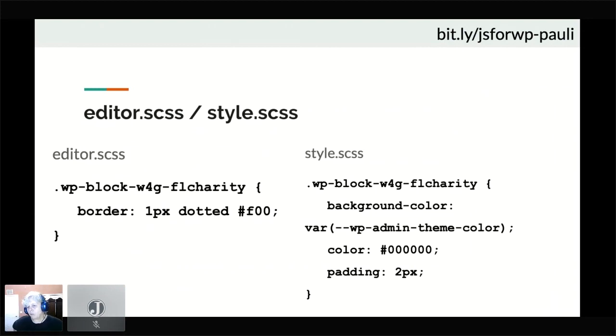Then we have two more files, the editor SCSS and style SCSS. I just wanted to point out that the class names combine the namespace with the plugin and WP block, so those class names can be unique as soon as you select unique plugin namespaces. And the tool then creates those automatically for you, and you can stay within that naming convention.